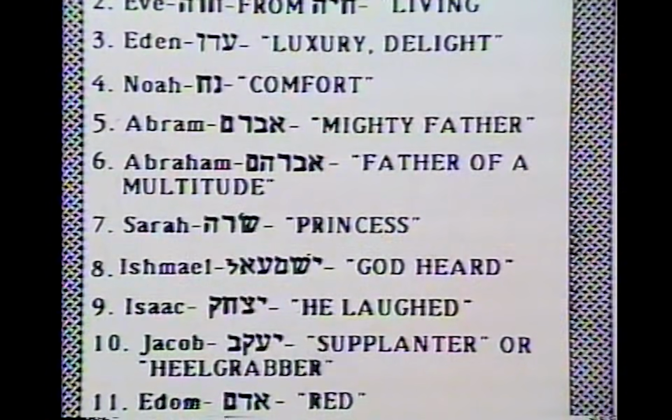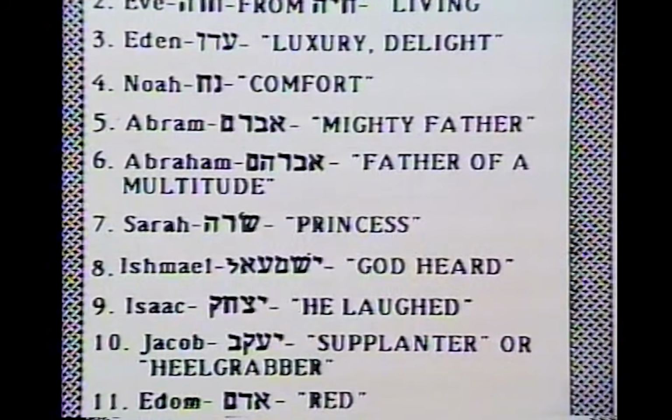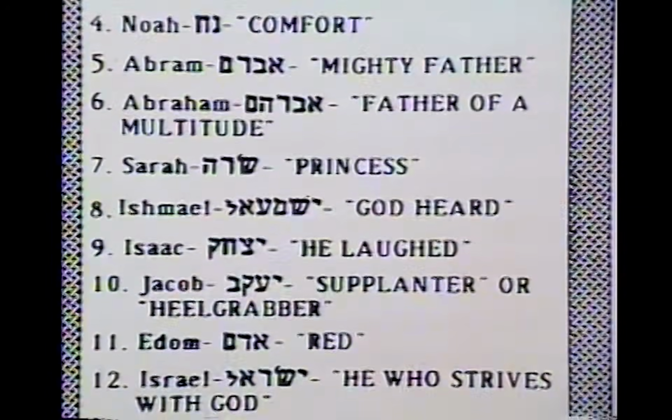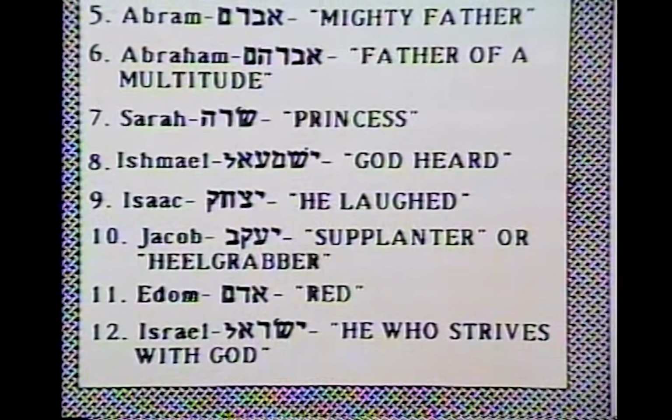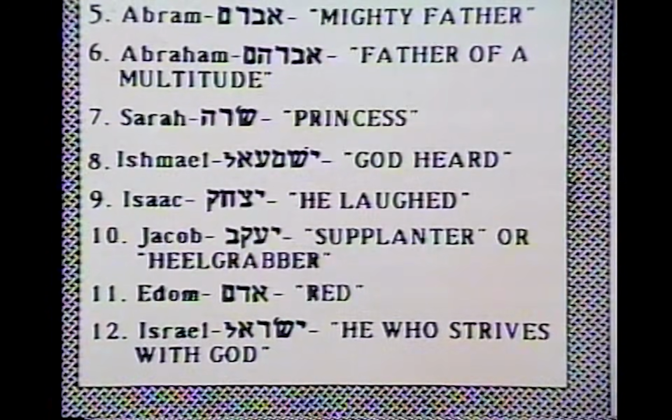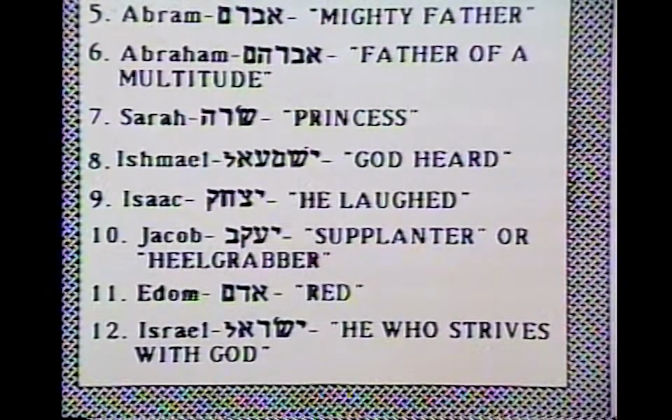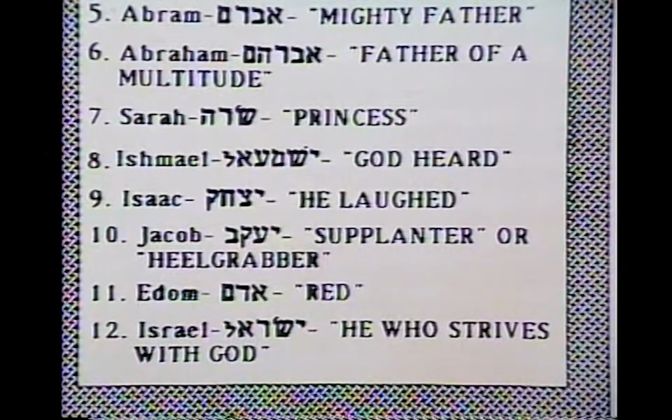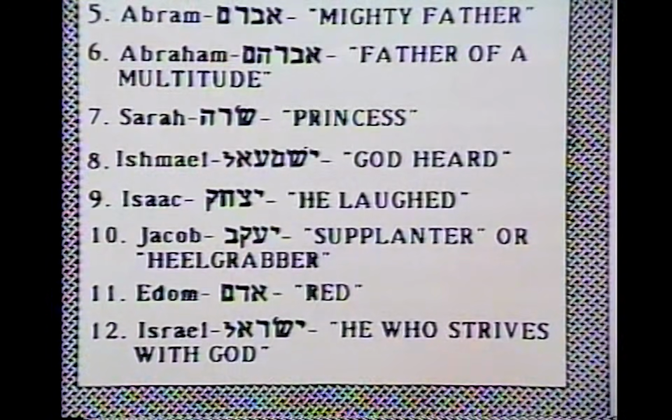Sarah means princess. Ishmael means God heard. You see the Shama and then the El at the end. Shama means hear. El means God. God heard. Ishmael. Isaac, Yitzchak, he laughed. Jacob, Yaakov, means supplanter or heel grabber. Edom, Adom, means red. And then the name Israel, you have the word Sarah with the yod at the beginning of it, and then El at the end, meaning he who strives with God.